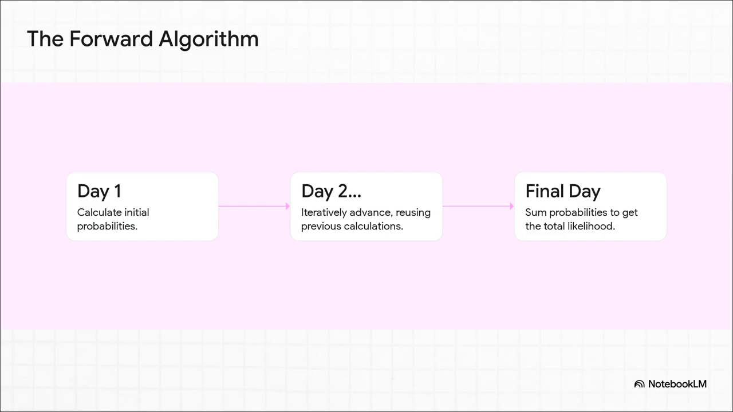And of course there is. It's called the forward algorithm. And it's so much smarter. Instead of trying to calculate every single path from the beginning, it works 1 day at a time. It figures out the probabilities for day 1. Then it uses those results to build day 2. And the day 2 results to build day 3. It's so efficient because it keeps reusing its own work, which completely avoids that insane computational explosion.